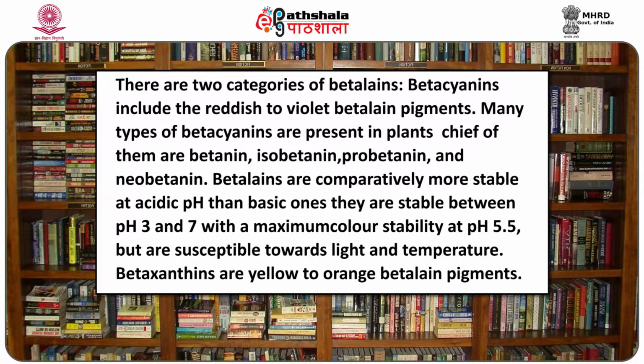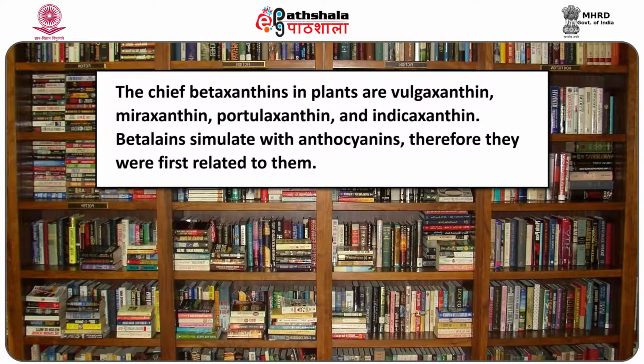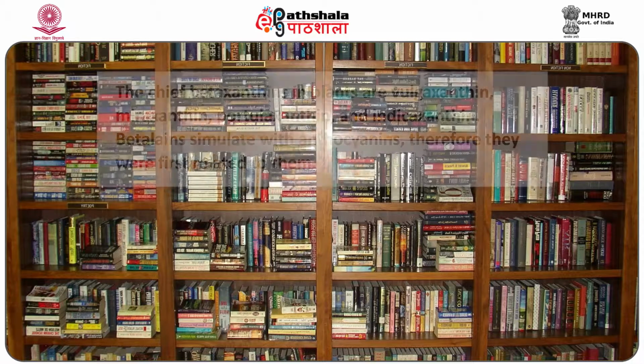Betalains are comparatively more stable at acidic pH than basic ones. They are stable between pH 3 and 7 with maximum color stability at pH 5.5, but are susceptible to light and temperature. Betaxanthins are yellow to orange betalain pigments. The chief betaxanthins in plants are vulgaxanthins, miraxanthin, portulaxanthin and indicaxanthin. Betalains resemble anthocyanins, therefore they were first related to them. Researchers revealed them as separate entities.